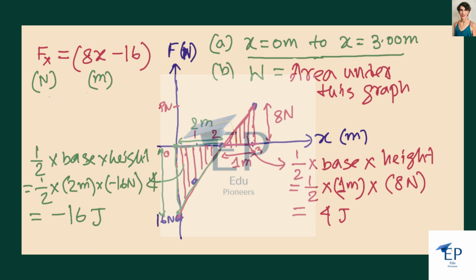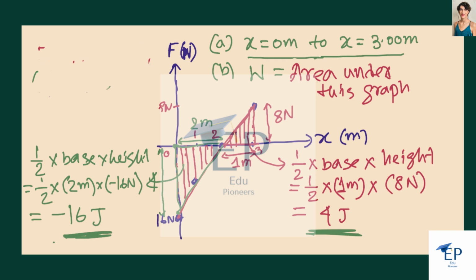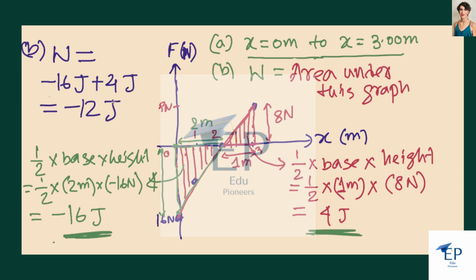So the total area is this plus this. The net work done will be this plus this. So the solution for the second part of this question, B, is that the net work done is equal to minus 16 joule plus 4 joule, and that is equal to minus 12 joule. So this is the answer for this question.